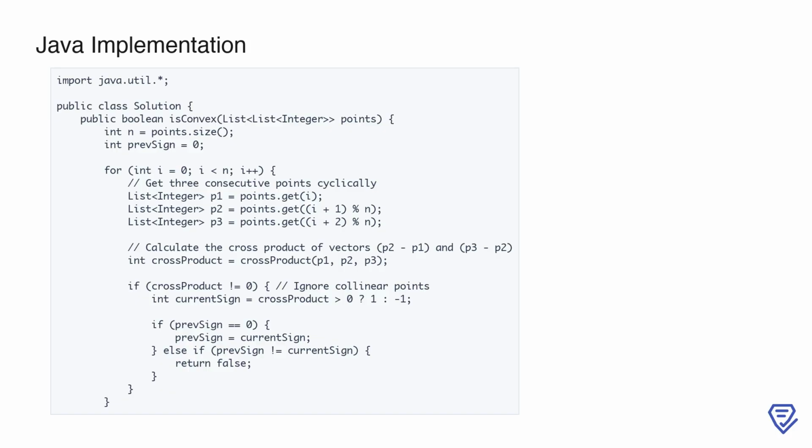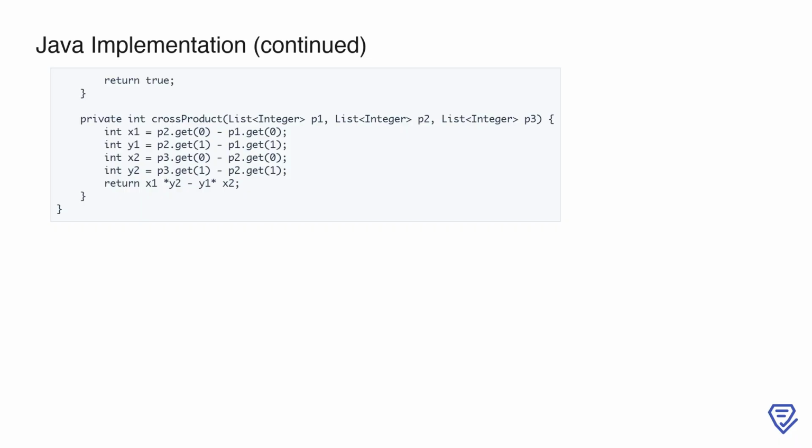If the cross product is non-zero, it indicates that the points are not collinear. In this case, we determine the sign of the cross product, positive or negative, and compare it to the prev_sign. If prev_sign is 0, we update it to the current sign. However, if the current sign is different from the previous one, it means the polygon is not convex, and we return false. Finally, if the loop completes without any inconsistencies in the cross-product signs, we return true, indicating that the polygon is convex. Next, let's look at the cross-product helper method.